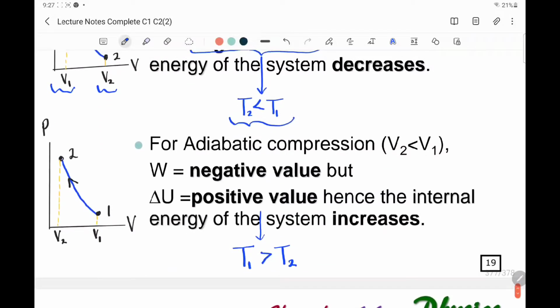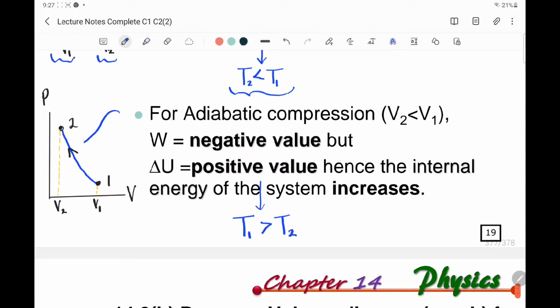For adiabatic compression, if we look at the arrow of the process, the initial volume V1 is greater than final volume V2. So the work done is a negative value, but the change in internal energy delta U is a positive value. Hence, the internal energy of the system increases. T1, temperature at initial state, is less than temperature at final state T2.